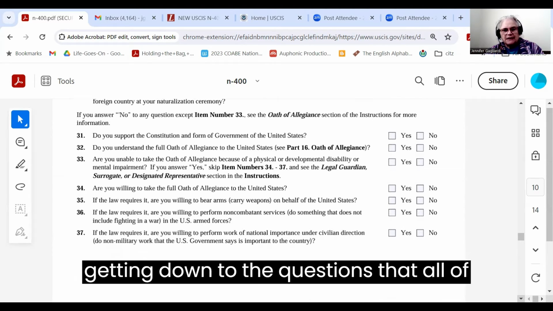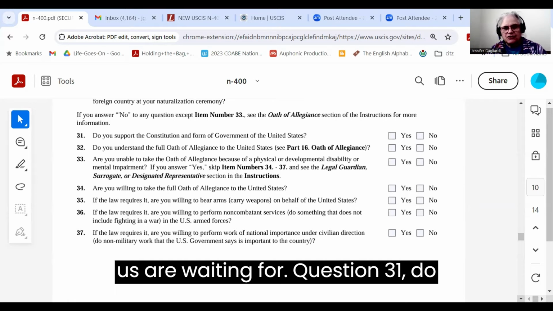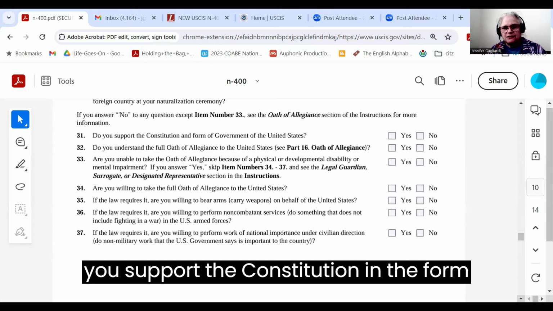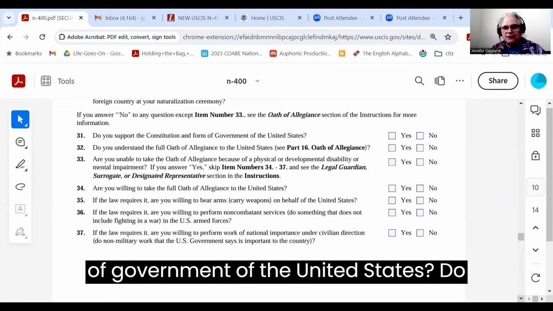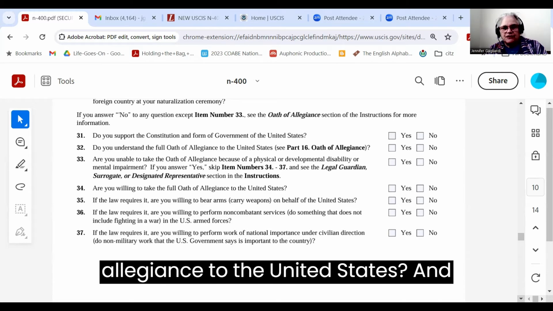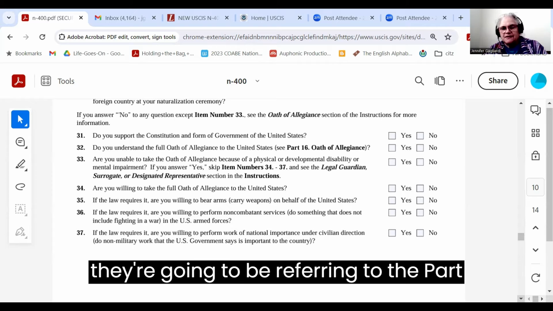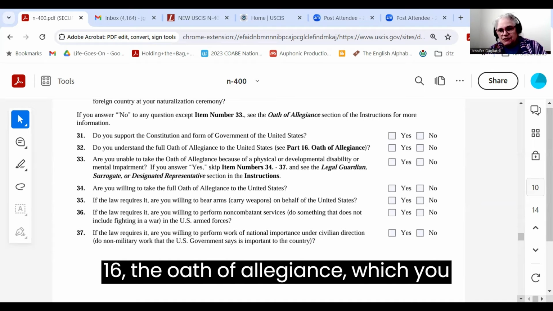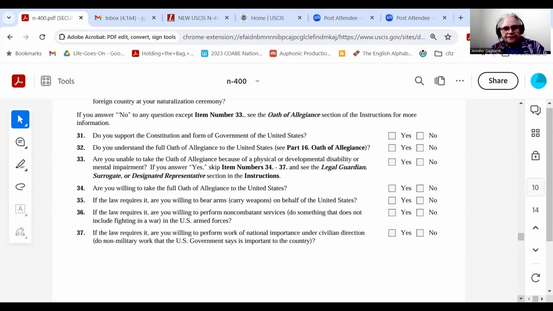Finally, we're going to be getting down to the questions that all of us are waiting for. Question 31, do you support the Constitution and the form of government of the United States? Do you understand the full oath of allegiance to the United States? And they're going to be referring to the Part 16, the oath of allegiance, which you sign at your oath ceremony.